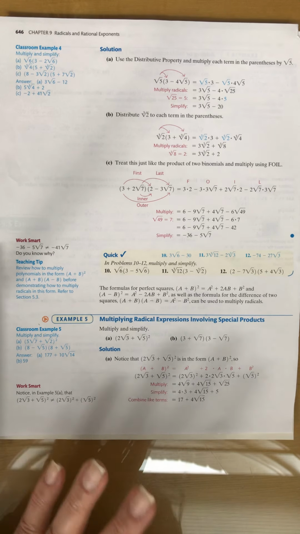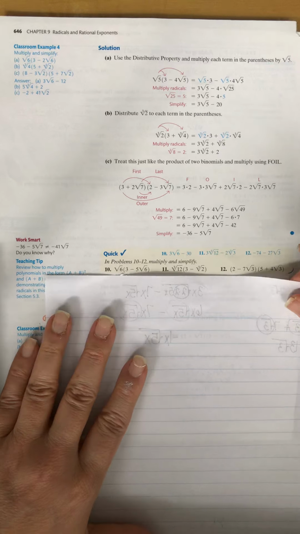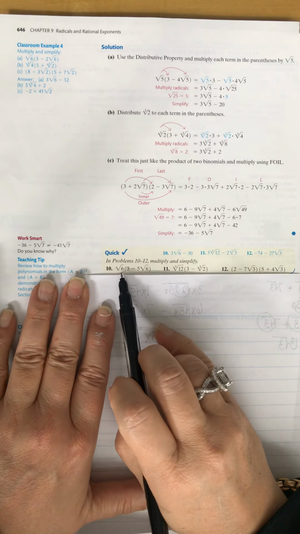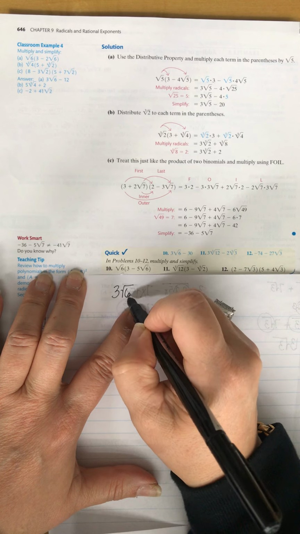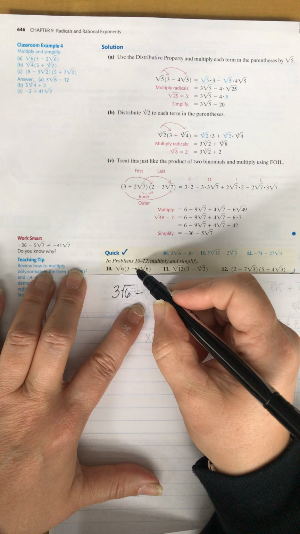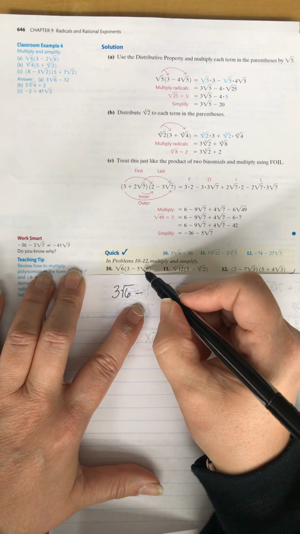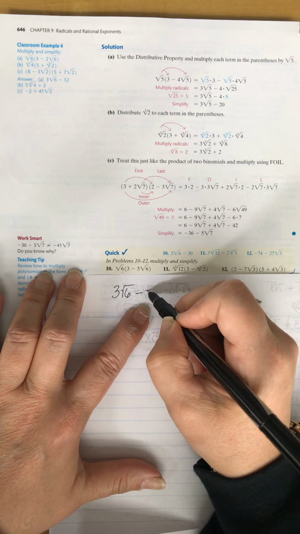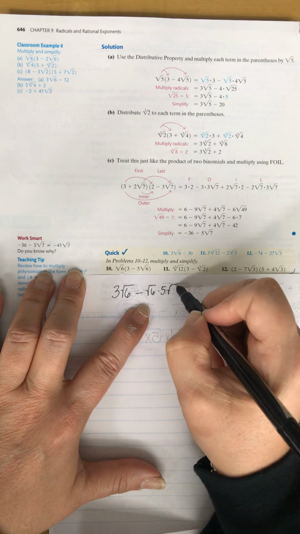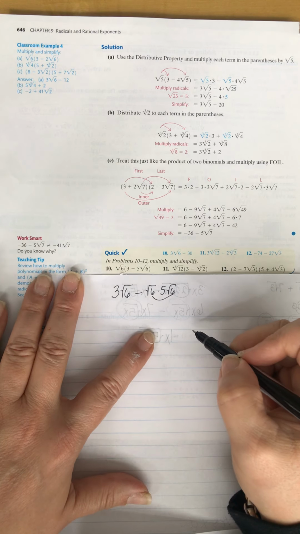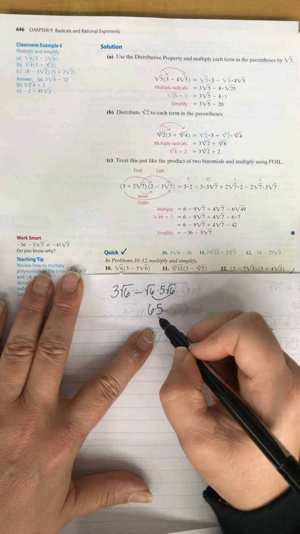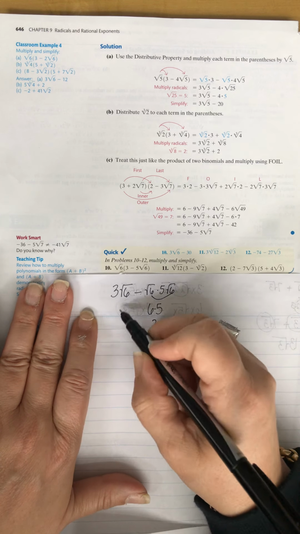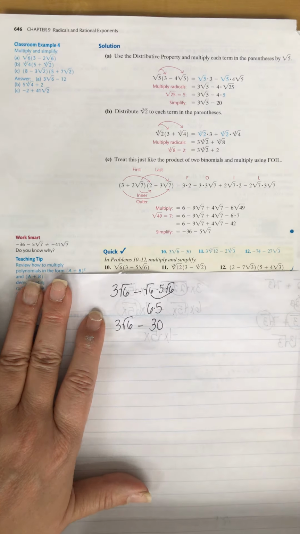Moving along, let's do a few more of these. So let's do some more simplifying. So root 6 times 3 is 3 root 6, minus root 6 times 5 root 6. These 6's come out, so it's 6 times 5, which is 30. So it's 3 root 6 minus 30.